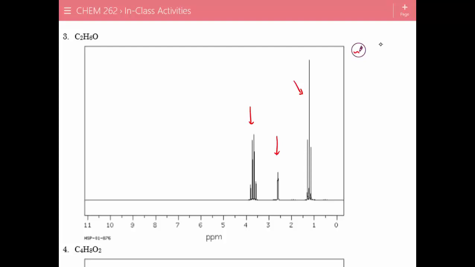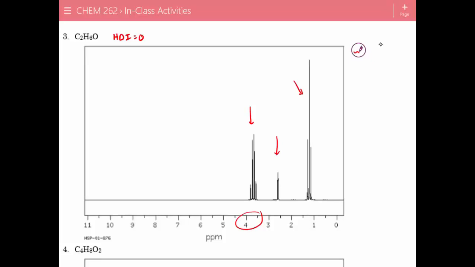Another really useful trick when working through these problems is doing the HDI, or hydrogen deficiency index. And if you look at this molecule, it has an HDI that is equal to 0. So this indicates that there are no pi bonds and no rings in this molecule. If we're looking at the region around 3.5 to 4 ppm, we can see that there's a quartet.